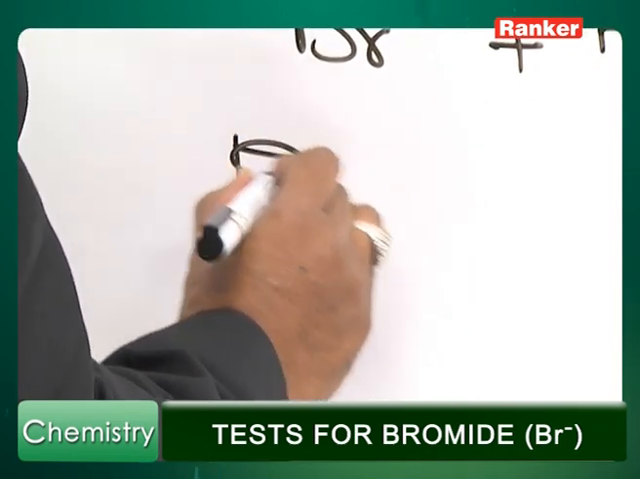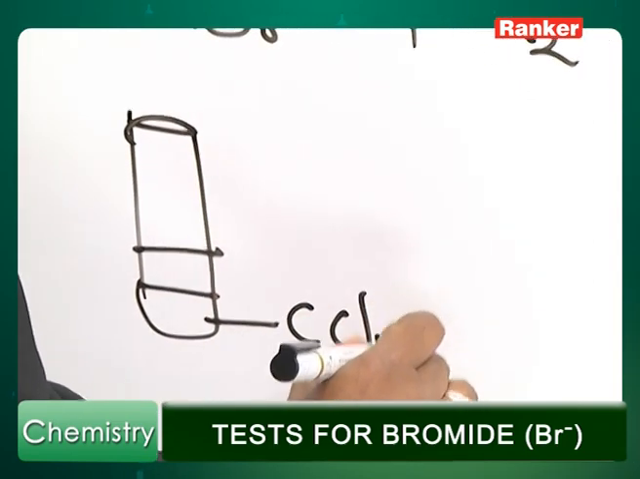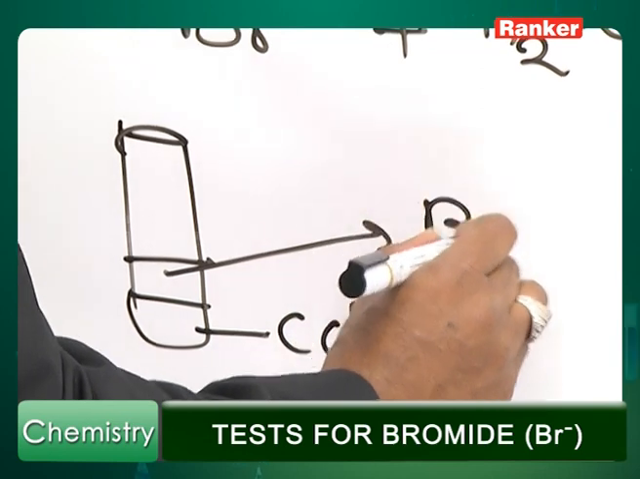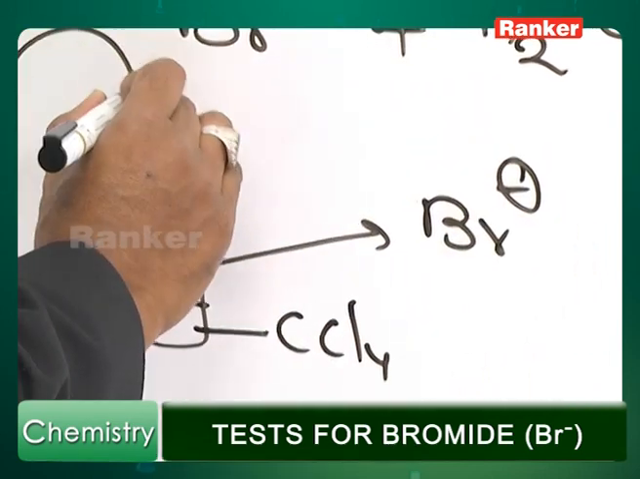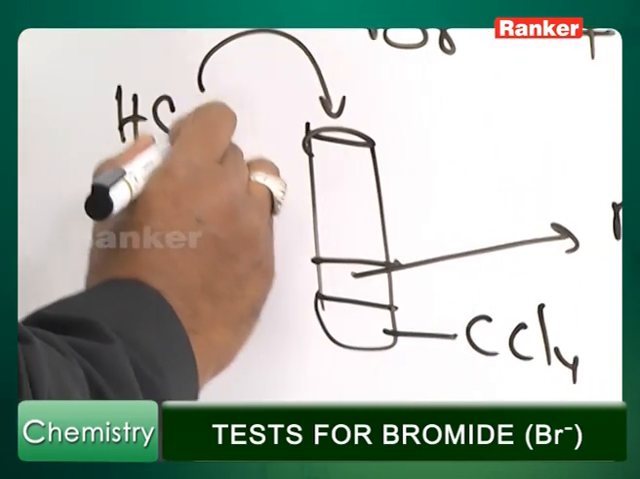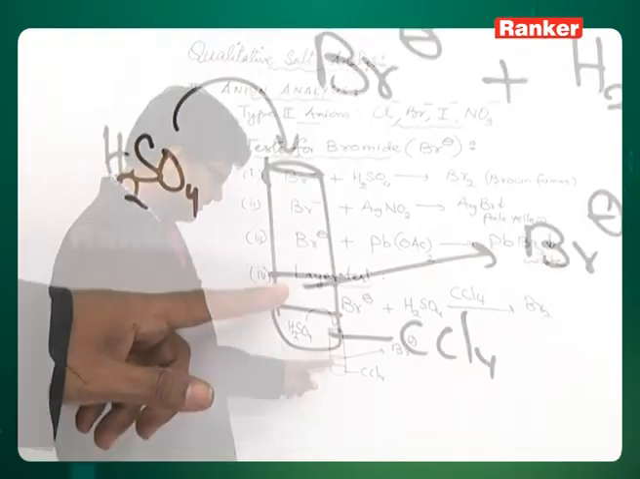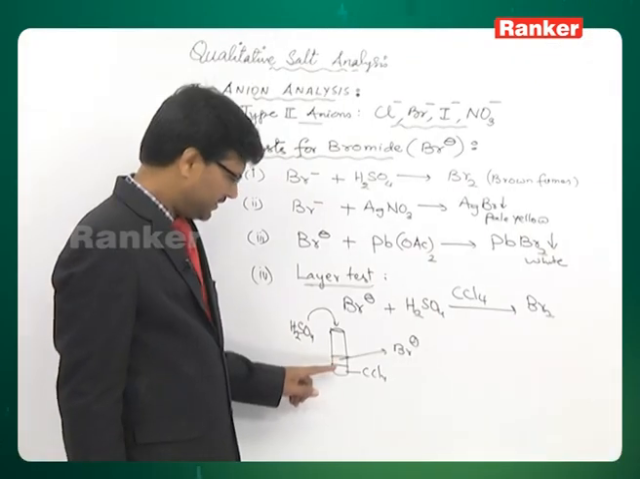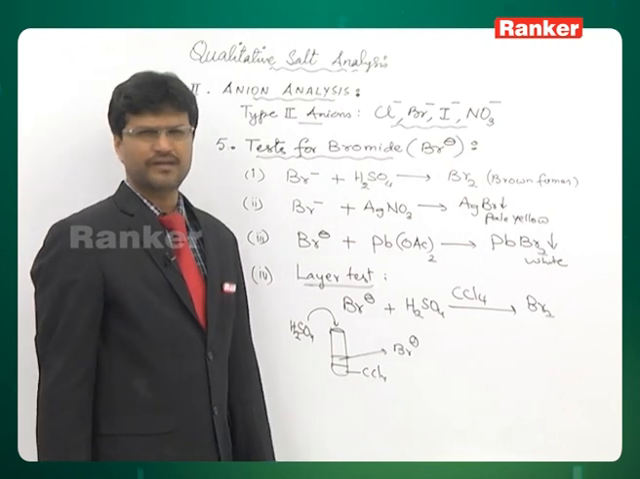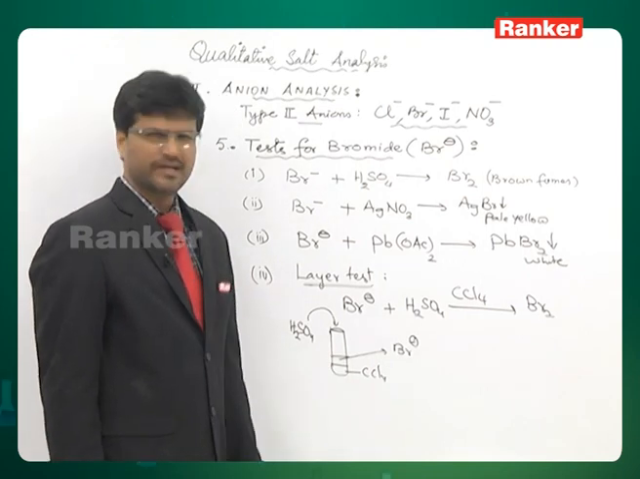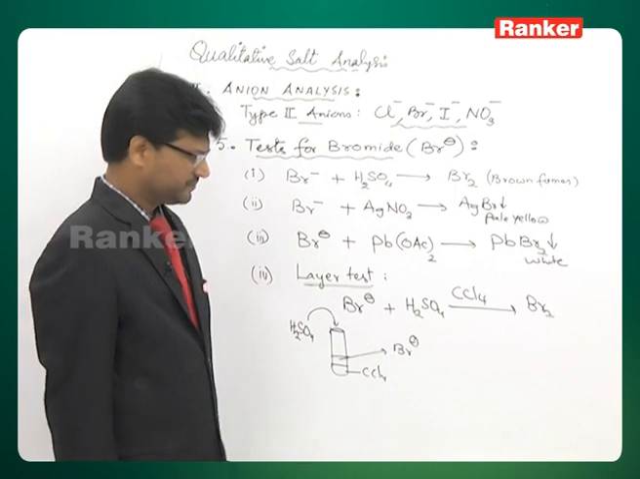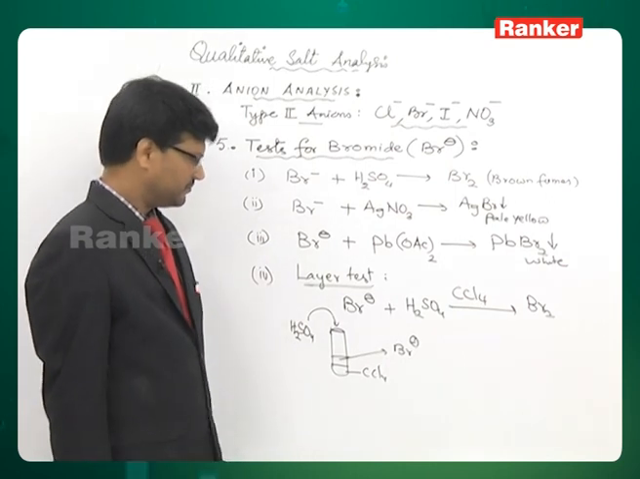There are two layers. This is CCl4. Here you have bromide salt. When you add sulfuric acid, bromide in this layer, the aqueous layer, will become bromine and this bromine will dissolve in CCl4 and the CCl4 layer develops reddish brown color. So this is layer test for bromide.